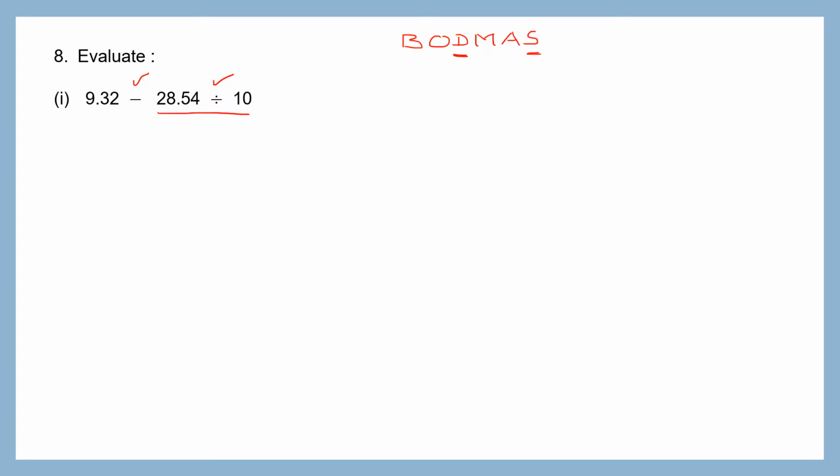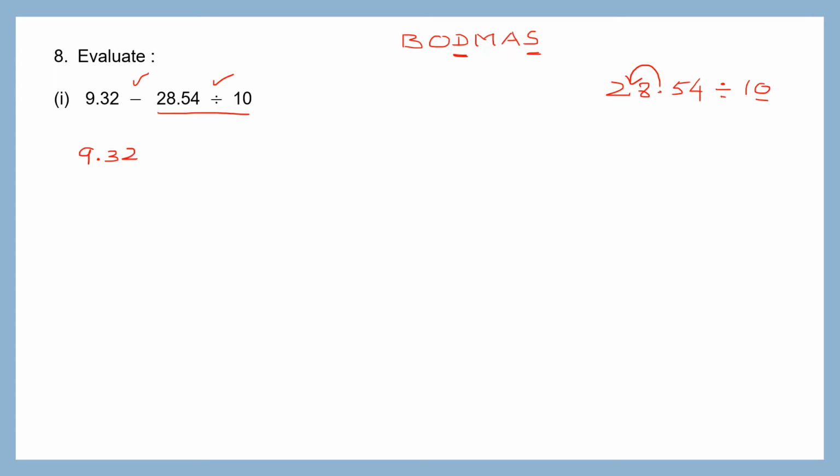Okay, so when I do this division, 28.54 divided by 10. Remember, short division can be done for 10, 100 and 1000 or higher powers of 10 because it only involves moving the decimal point. You don't have to waste your time doing long division. All you have to do is move your decimal point. So here you're dividing it by 10, so your decimal point will move one place to the left. So it becomes 2.854.